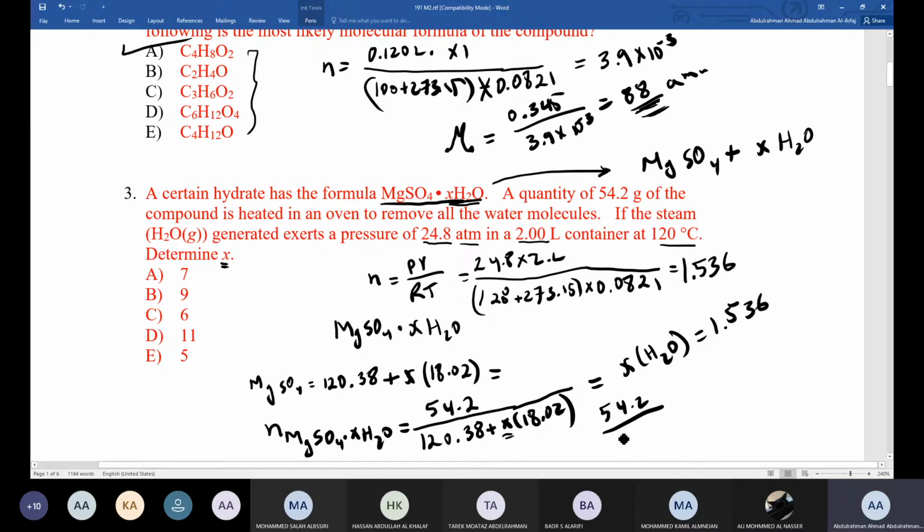54.2 divided by 1.536 equals 120.38 plus 18.02 X. Calculate what X is. That gives me, Doctor, a negative number, negative 4.7.